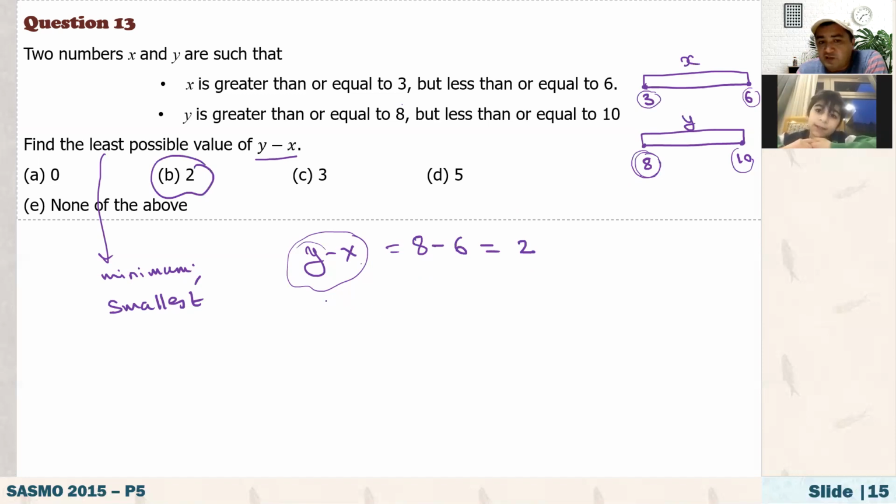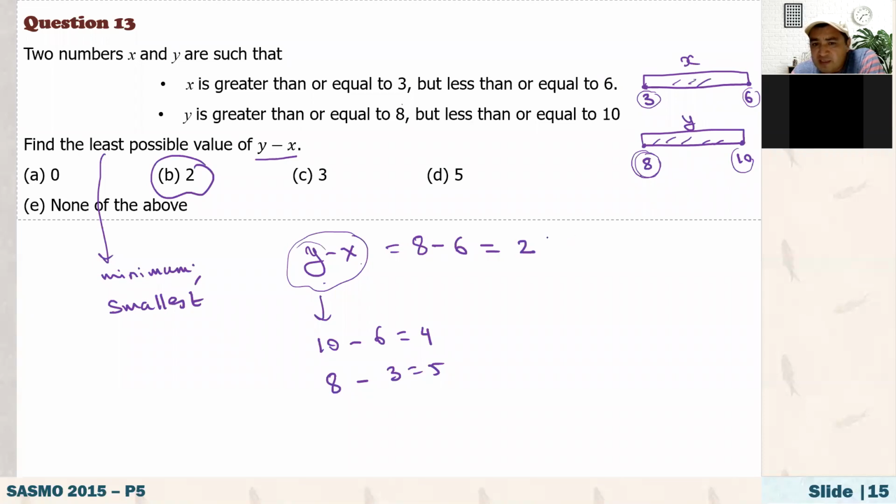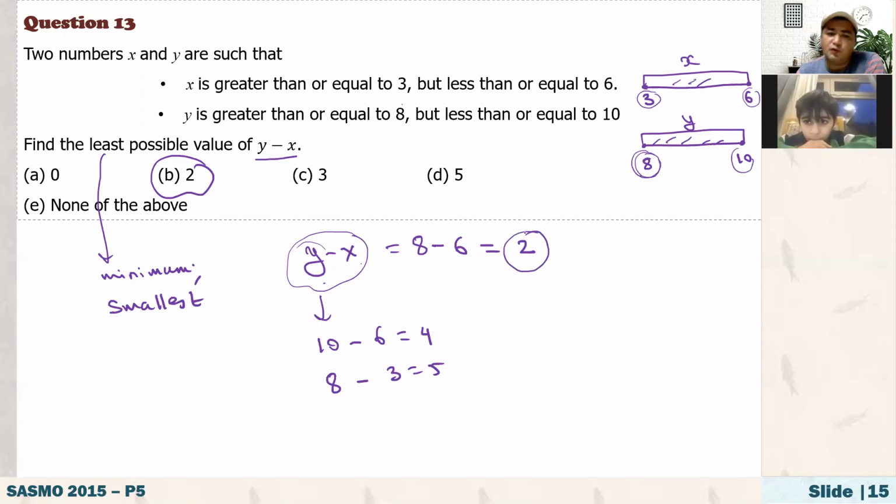If you take other values, for example, if y is equal to 10 and x is equal to 6, the difference will be 4. Or if you take 8 and the smallest x value, which is 3, it is 5. Among these, if you pick any number from here and any number from here and find the difference, the smallest one will be 2. That's why the correct answer is 2, because we are subtracting here.